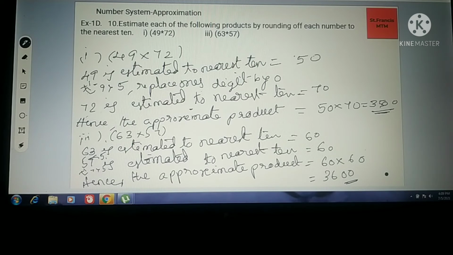Okay, understood? So if you round the values before and then do the product, it will be easier for you. Otherwise, for 49 into 72 you have to do a larger calculation. Instead of doing all the larger products, first you estimate the numbers to the nearest values. After that you do the product. Okay. Good.